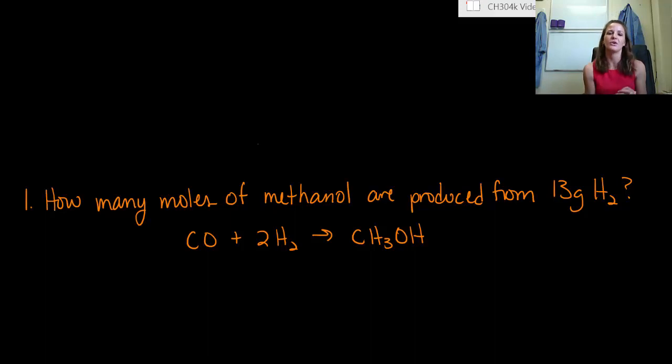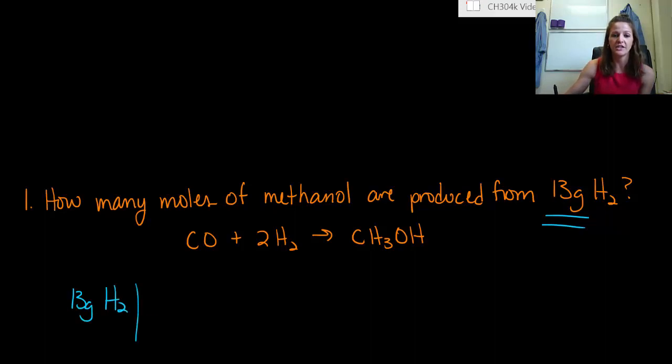So given this chemical equation, how many moles of methanol can be produced from 13 grams of hydrogen? All right, did you get an answer? Hopefully you did. The only number that we could start with is 13 grams of hydrogen, so we have to start there. So 13 grams of hydrogen. Now we're going to go directly from grams of hydrogen to moles of hydrogen. So we know there's approximately 2 grams of H2 for every 1 mole of H2.